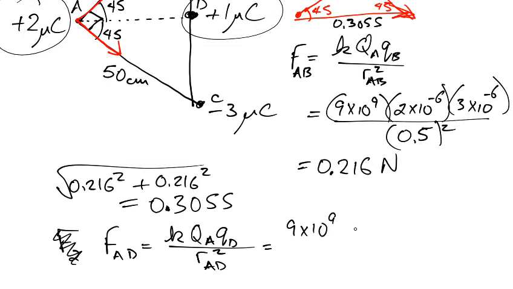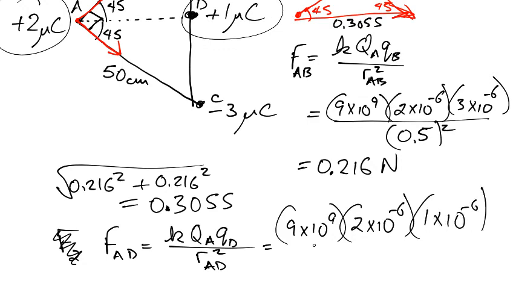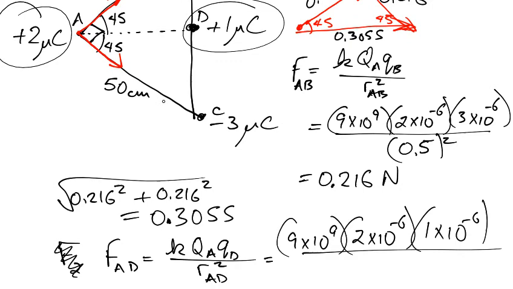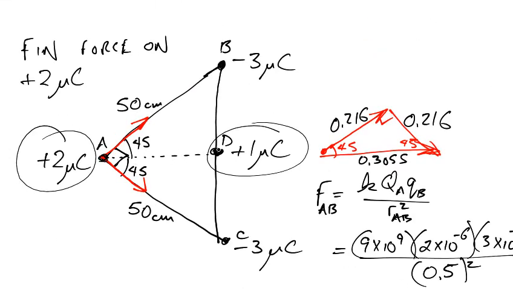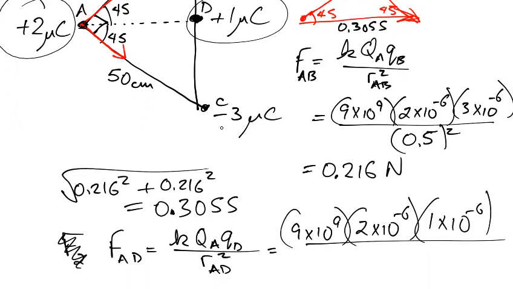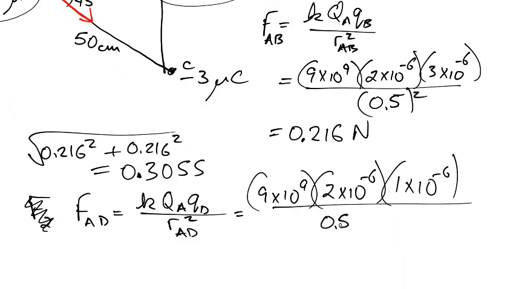9 times 10 to the power of 9 times QA, which is 2 times 10 to the power of negative 6 coulombs, times 1 times 10 to the power of negative 6, divided by, now what is this distance here from here to here? Well, the way we're going to figure that out is we're going to say if this is 50 and that's 45, this distance is 50 cosine 45. So we can just say it 0.5 cosine 45 squared.